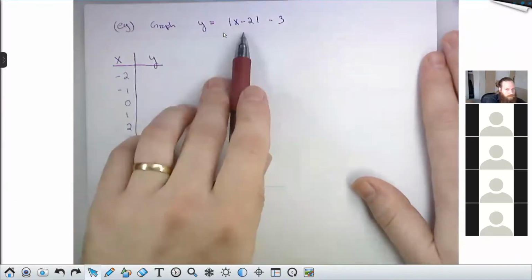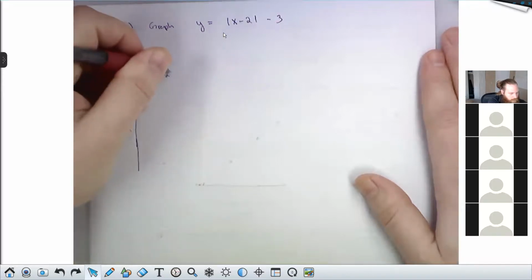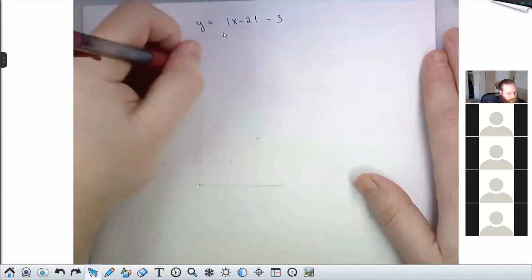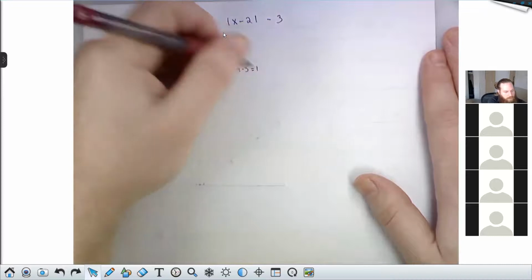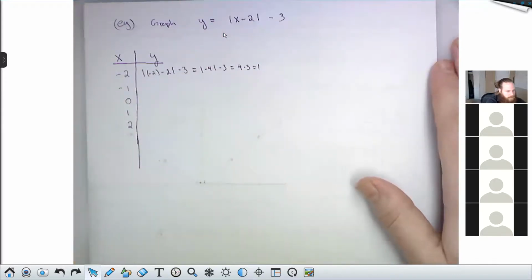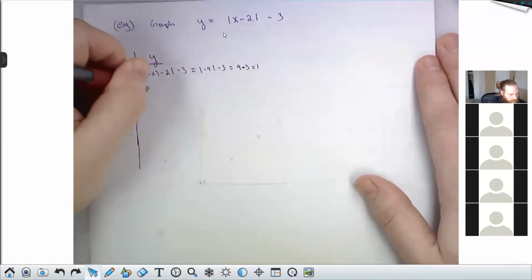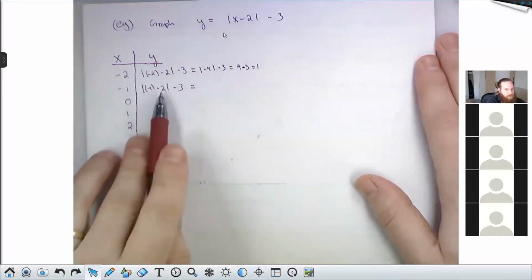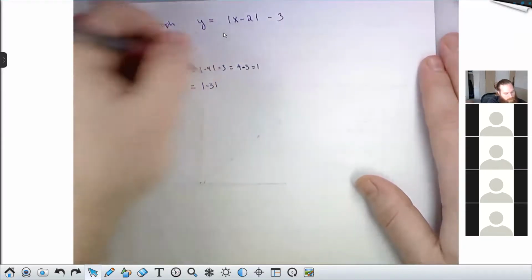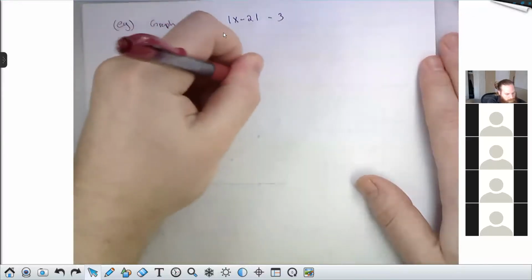If I feed -2 into this expression for x, I get the absolute value of -2 minus 2, minus 3, that's the absolute value of -4 minus 3, which is 4 minus 3, which is 1. So -2 comma 1 is on my graph. If I feed this equation -1 as an input, then I get the absolute value of -1 minus 2, minus 3. Now -1 minus 2, that's -3. So this is the absolute value of -3 minus 3. The absolute value of -3 is +3. So this is 3 minus 3, which is 0.